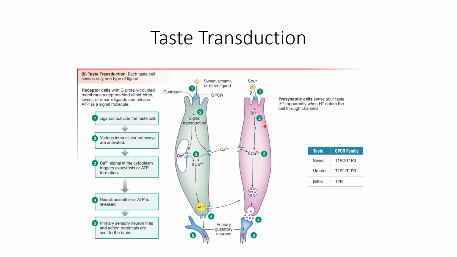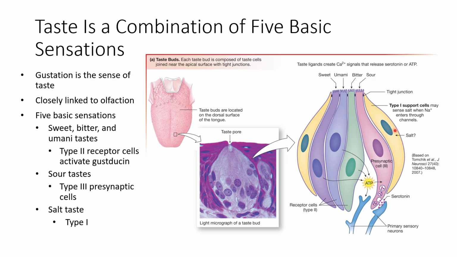And as we increase hydrogen concentrations inside the cell, that brings calcium into the cell. It triggers exocytosis of a synaptic vesicle. And now we release serotonin from the type 2, and that triggers the release. Okay, type 1 is associated with sodium entering in through channels. Again, that's why they're salt. The salt, sodium enters in, and that kind of triggers the release and the sensation associated with that.